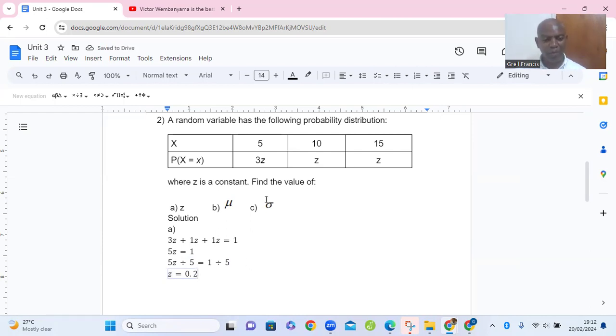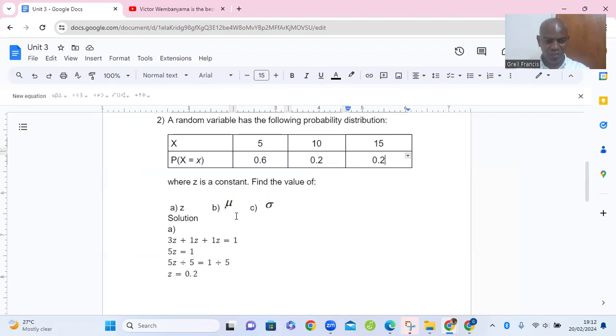So now we can complete the probability distribution. 3z will be 3 times 0.2. That will give us 0.6. z is 0.2 and z is 0.2. And as you can see, 0.6 plus 0.2 is 0.8 plus 0.2 is 1. So now we have solved for z.